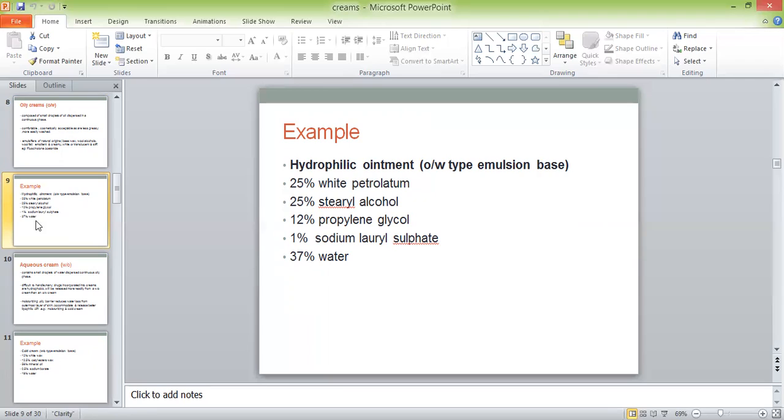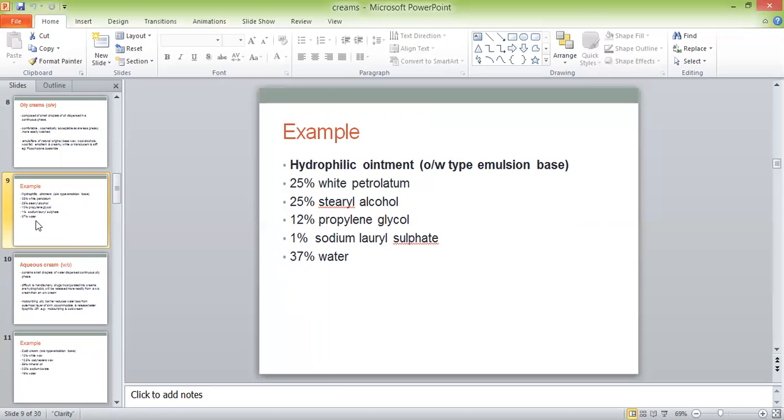This stearyl alcohol is an organic compound. It is a saturated fatty alcohol, and it is used as an emulsion stabilizer, as a surfactant, emulsifier, and viscosity builder. Then we have sodium lauryl sulfate. It is used in creams and lotions as a surfactant and emulsifier, or it will solubilize the oil, or it will suspend the oil, and sodium lauryl sulfate is an anionic surfactant.